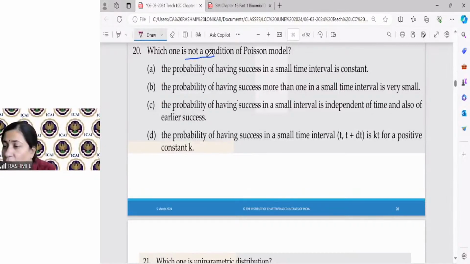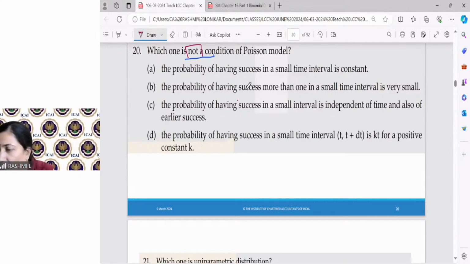Which one is not a condition of Poisson? The probability of having a success in a small time interval is constant. Do we have constant? No. Okay. So which is not a condition? Okay, so this word "not" is very important.